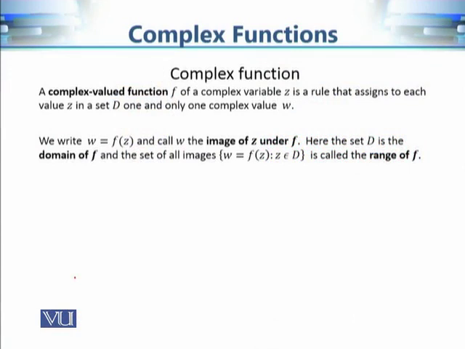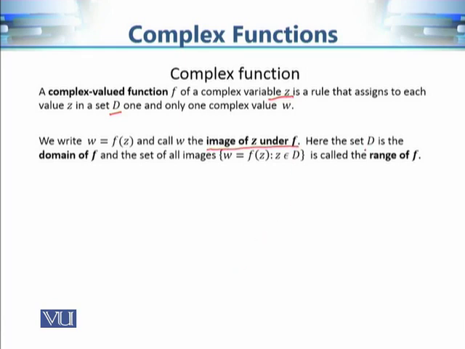Now let's precisely define what a complex function is. A complex valued function of a complex variable z is a rule that assigns to each value z in a set D one and only one complex value w. In this case, z is the independent variable and w is the dependent variable. When we give z as input, we get w as output. This set D is the domain, and D is a subset of the complex plane. And this w is known as the image of z under f.